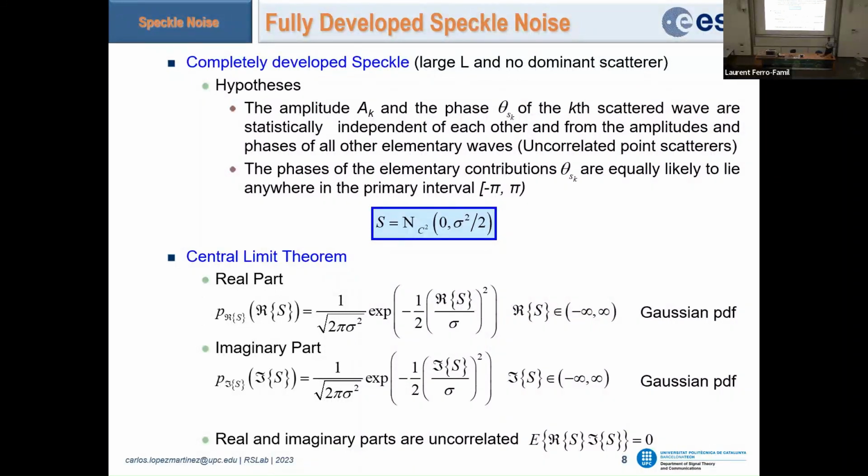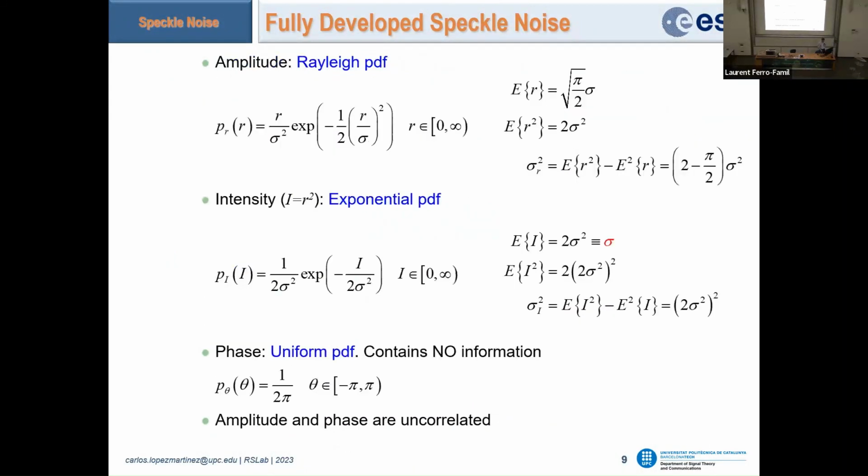That's why a SAR image for the amplitude has a Rayleigh distribution. So we combine the Gaussian for the real and for the imaginary part. We make the change of variable, and we transform these uncorrelated Gaussians for the real and the imaginary part into a Rayleigh distribution for the amplitude. For the intensity it is an exponential, okay? And for the phase it is uniform.